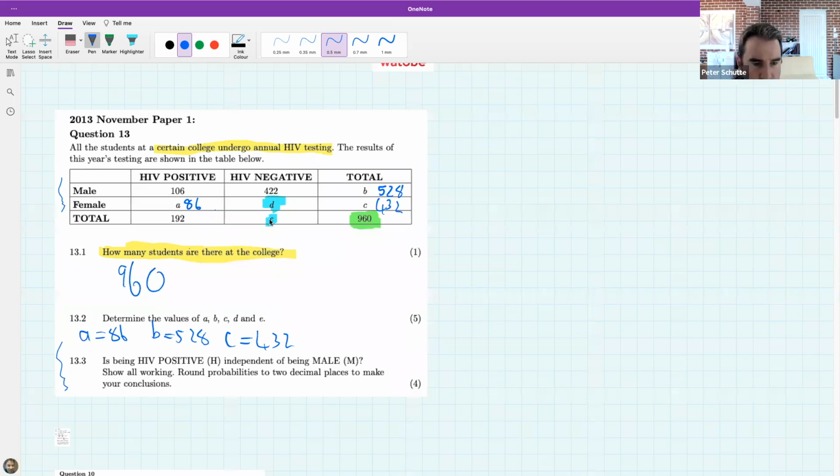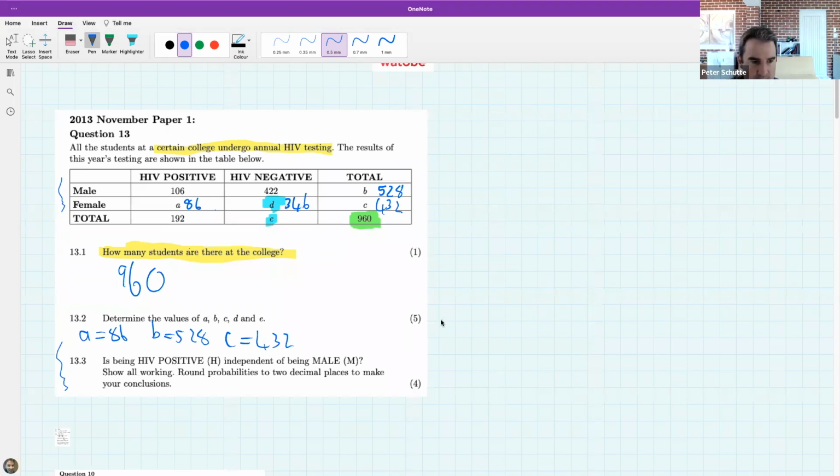Okay, so if you want to work out what D is, I was thinking we just go 432. So 432 minus 86, which is going to be 346. Because these two together have to give me 432. And I see lots of people agree with me, which is awesome.